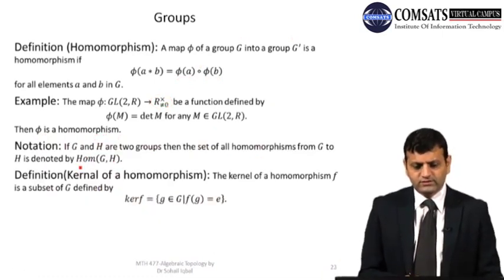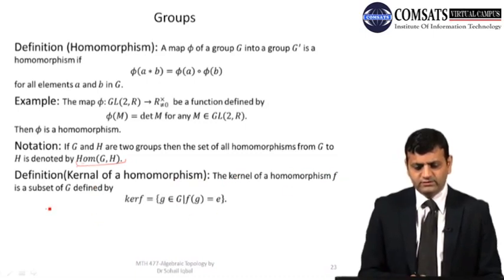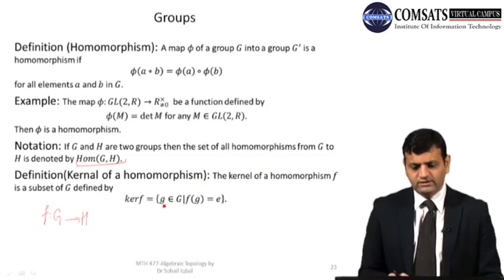A notation that we'll be using very frequently is hom G to H. If G is a group and H is a group, then the set of all homomorphisms from G to H is denoted by hom GH. Now the kernel of a homomorphism F from G to H is the set of all elements g belonging to capital G such that F of g is equal to identity. In other words, we are considering all those elements of G that are mapped to the identity element of H.